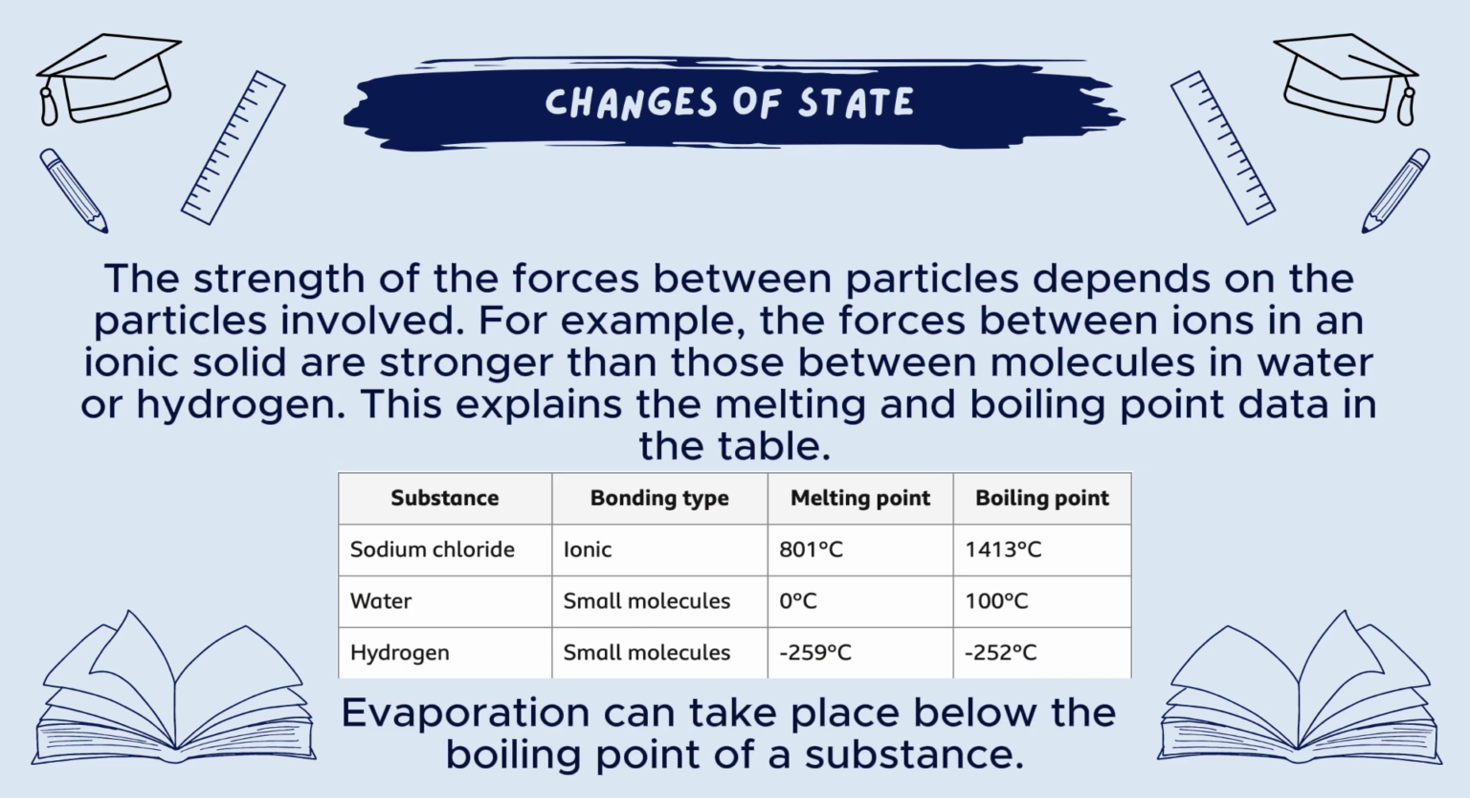The strength of the forces between particles depends on the particles involved. For example, the forces between ions in an ionic solid are stronger than those between molecules in water or hydrogen. This explains the melting and boiling point data in the table below. Evaporation can take place below the boiling point of a substance.